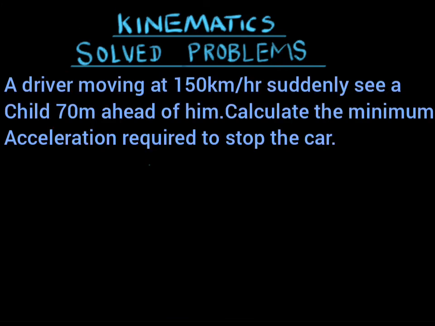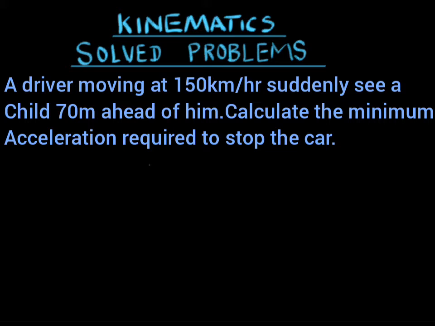Hello friends. So in this lecture we are going to be studying some problems that will help us understand the concept of kinematics better. Now we have a problem presented before us on the screen, and the problem says a driver moving at 150 km per hour suddenly sees a child 70 meters ahead of him. Calculate the minimum acceleration required to stop the car.